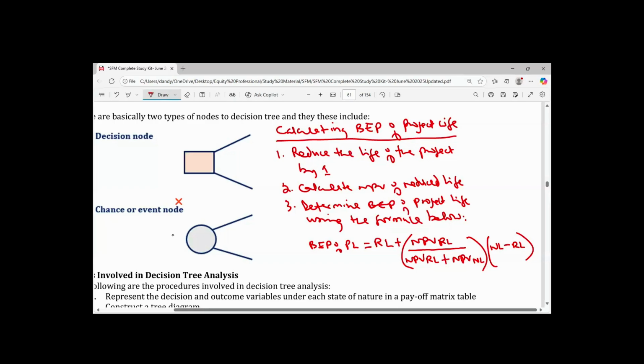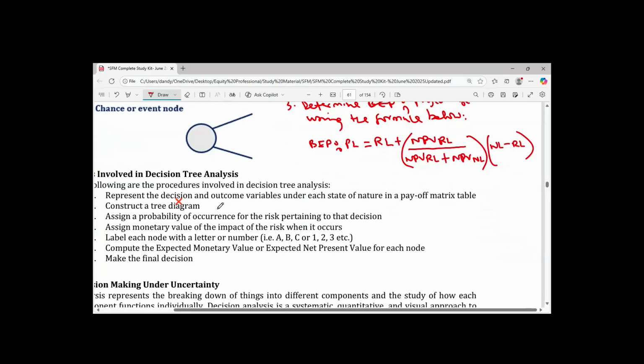So this is the formula you are supposed to use to calculate the break-even point of project life, where RL equals reduced life, then NL equals normal life.